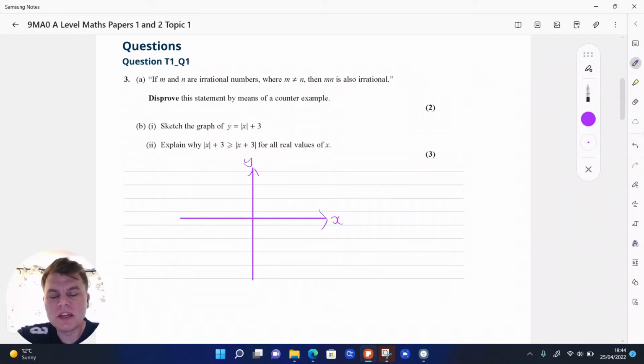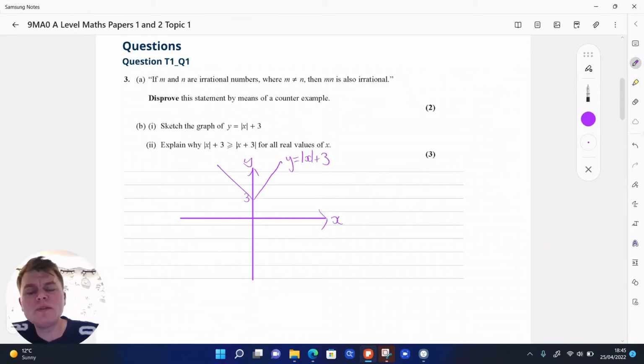And for modulus of x plus 3, it means that essentially any negative x value will still return a positive value. Okay, so we know it's going to intersect at 3. And for this one, it's a fairly straightforward graph, just like that, and label it with its equation.